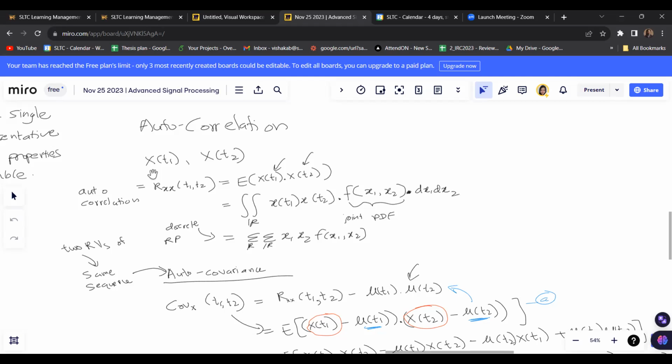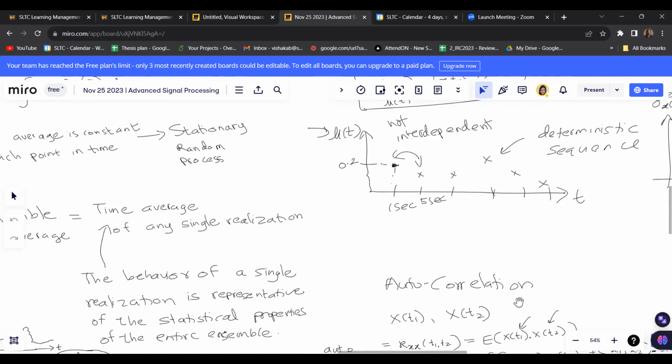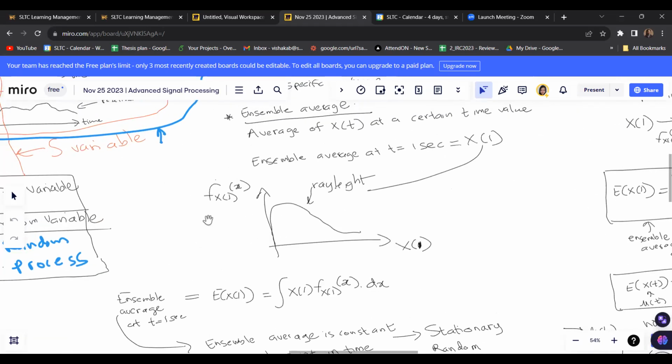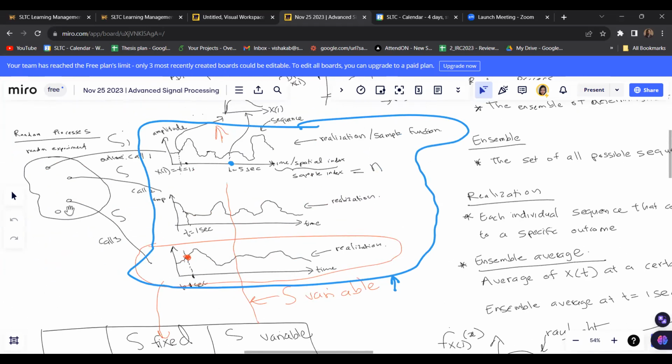I think I got a call and this got disturbed. So I will explain using this diagram. When we have this random process, right? So this entire figure with all these realizations is the random process. And if we want to find the autocorrelation, we have to consider two random variables in this random process.